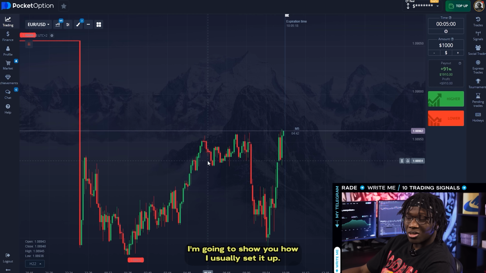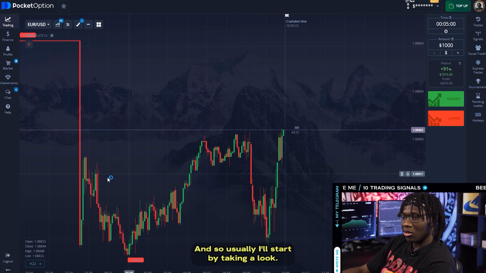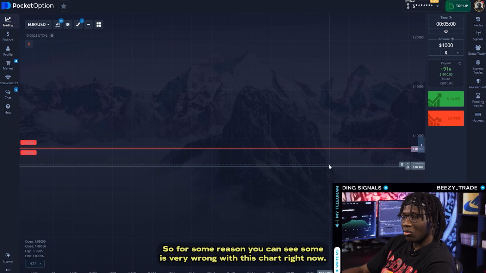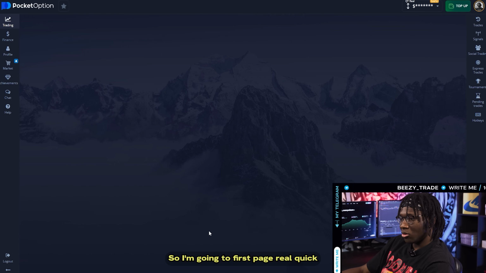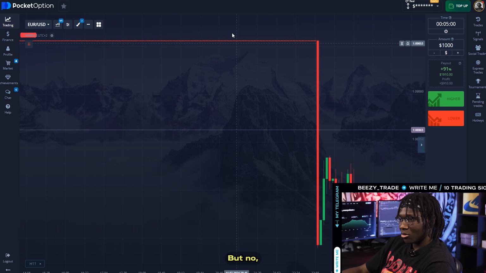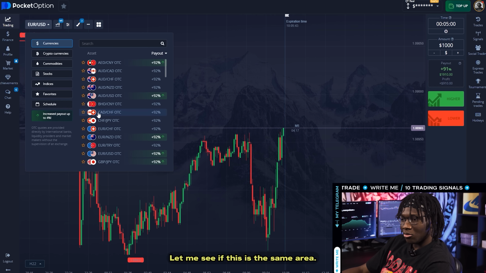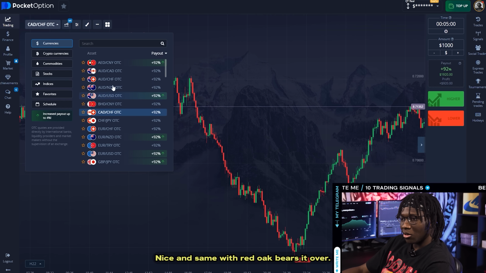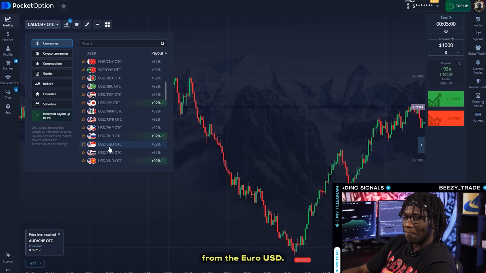I'm going to show you how I usually set it up, and I usually start by taking a look. For some reason, you can see something is really wrong with this chart right now, or I have no idea what's happening. So I'm going to refresh the page real quick and see if that fixes the situation. But no, it doesn't fix the situation. Let me see if this is the same everywhere. No, it's not the same everywhere. The OTC pairs are different. Okay, just because of how weird that looks, I'm just going to walk away from Euro USD.